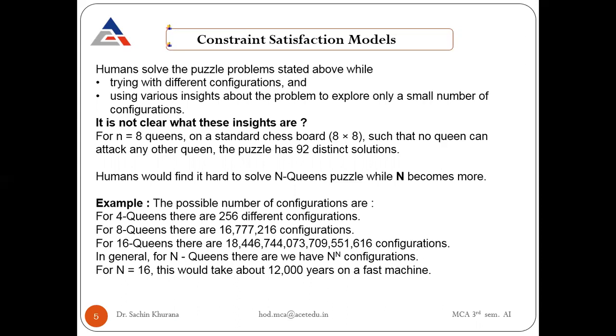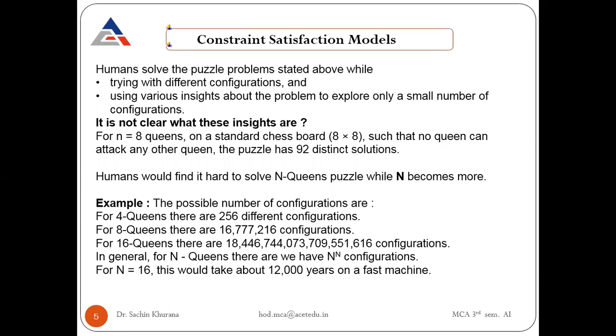So that means it's clear you can go on doing it, and you can do it in this way in the case of this human being. So these are called your constraint satisfaction models. It is now clear that these insights are for n equal to 8 queens on a standard chessboard of 8 into 8, such that no queen can attack any other queen. The puzzle has 92 distinct solutions. This we have already studied in the previous slide also.